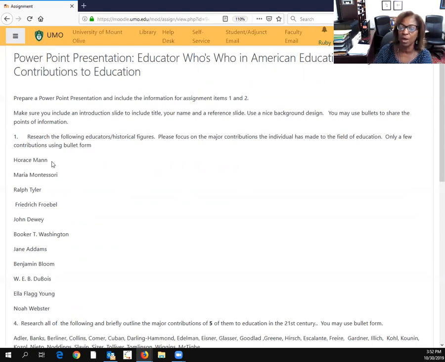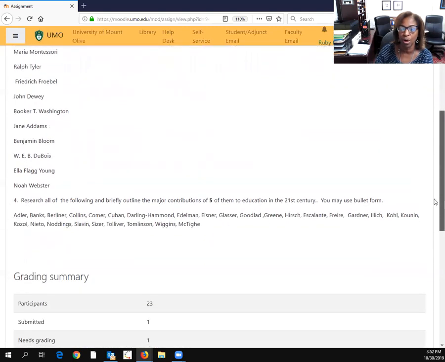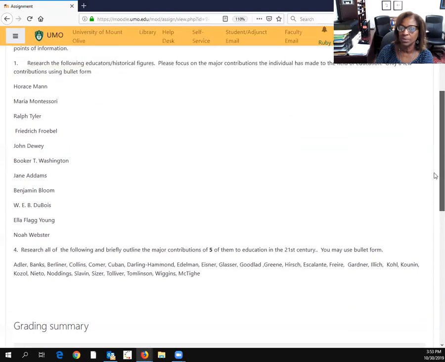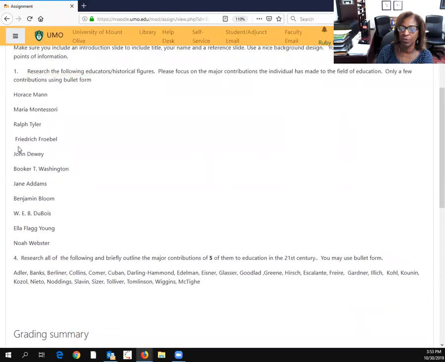There's only a few contributions used in bullet form. Then what you need to do with part 2 is research all of the authors listed, and their last names are there. Research those authors or contributors, but then you only need to include 5 of those in the same PowerPoint presentation. So you will have 1, 2, 3, 4, 5, 6, 7, 8, 9, 10, 11, plus 5 in the video.